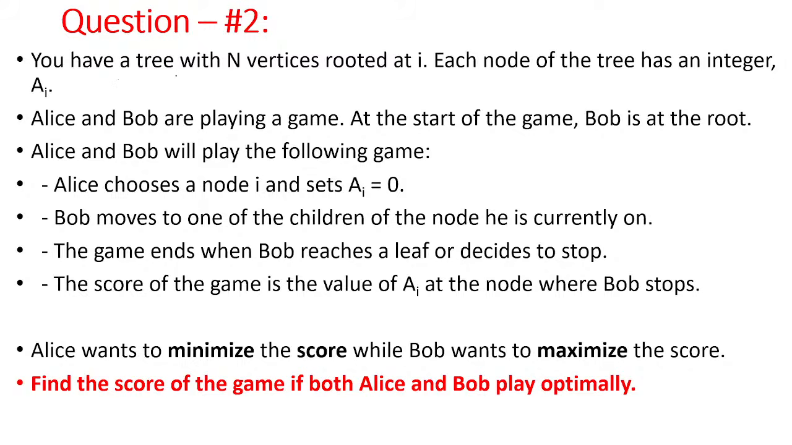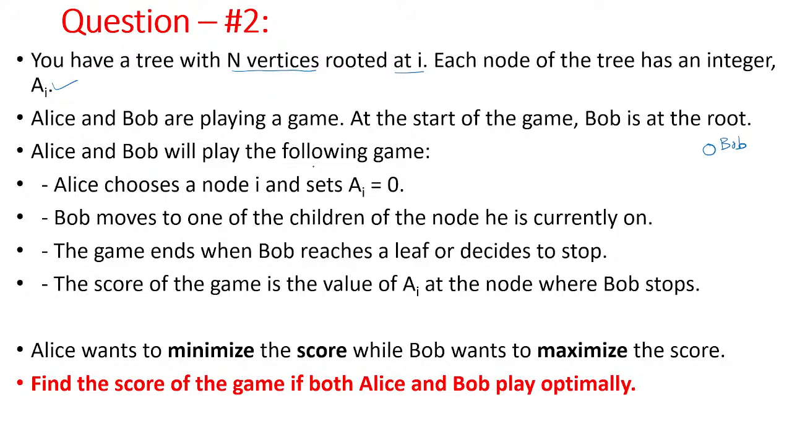So you have a tree with n vertices rooted at 1. Each node of the tree has an integer a of i. Alice and Bob are playing a game. At the start of the game, Bob is at the root. So this is a root node, and Bob will be at the root node at the start of the game. This is what is given here.